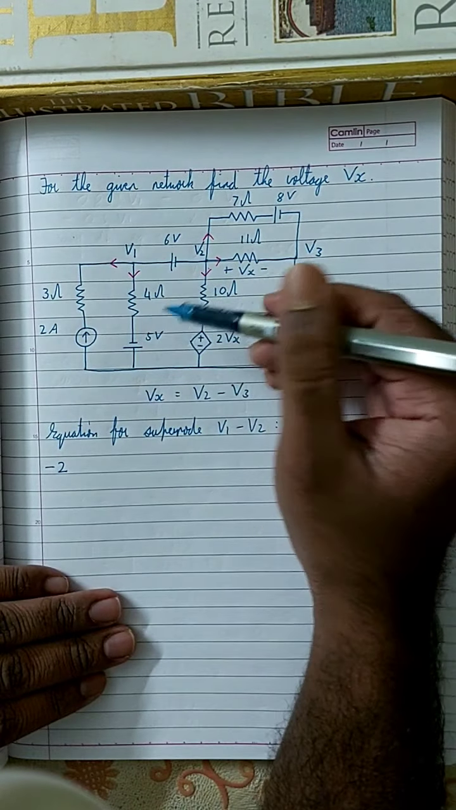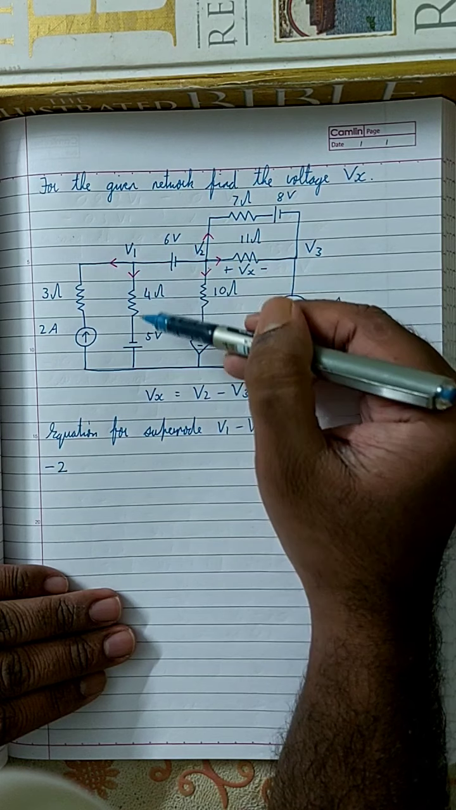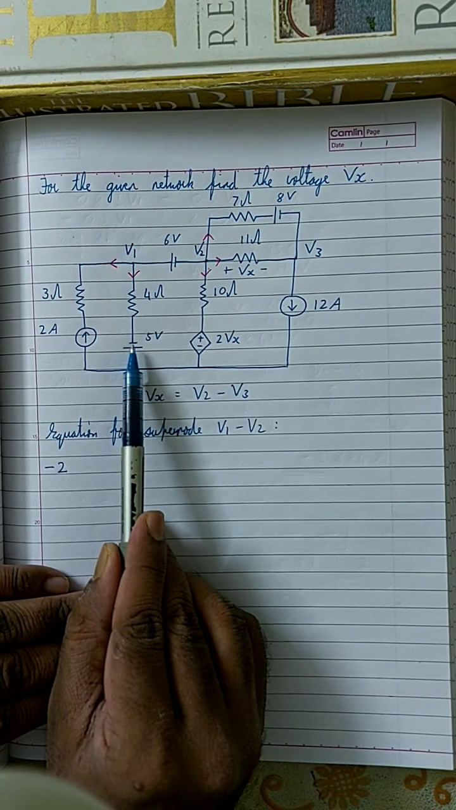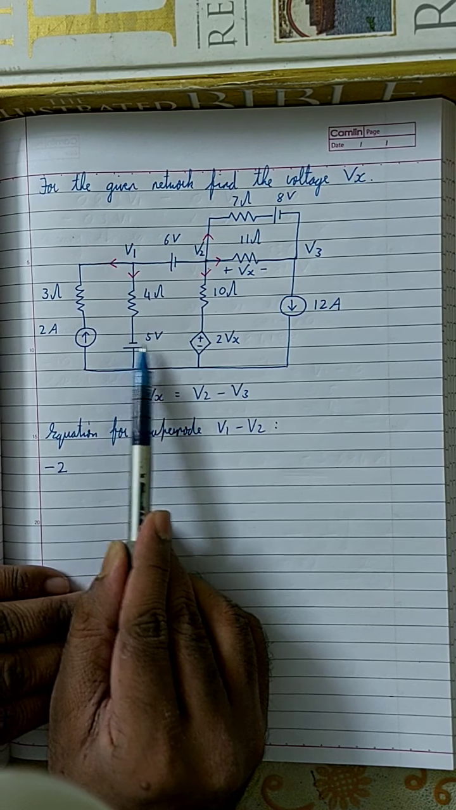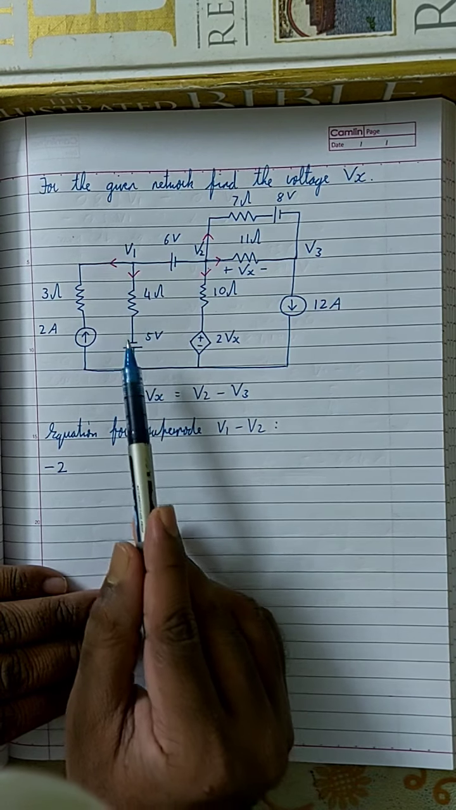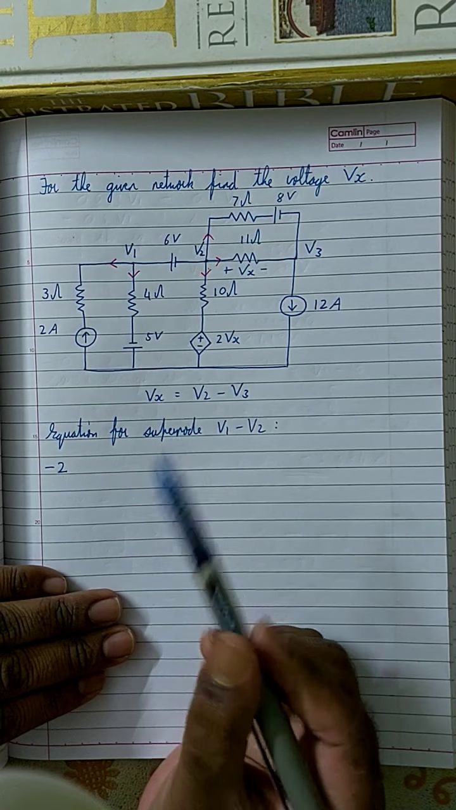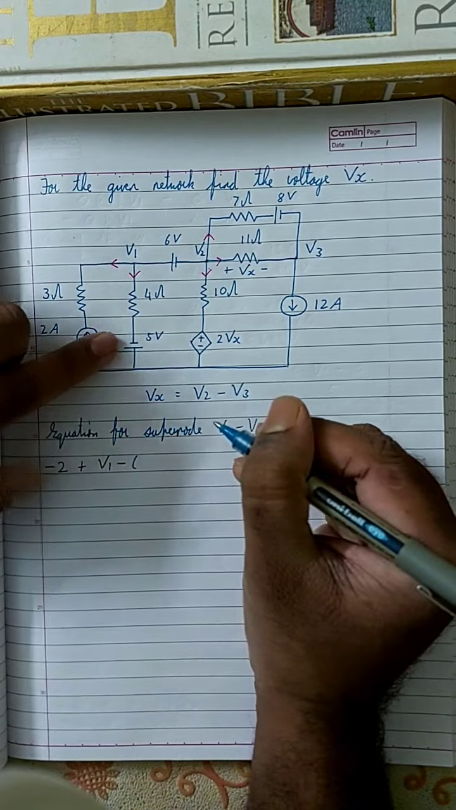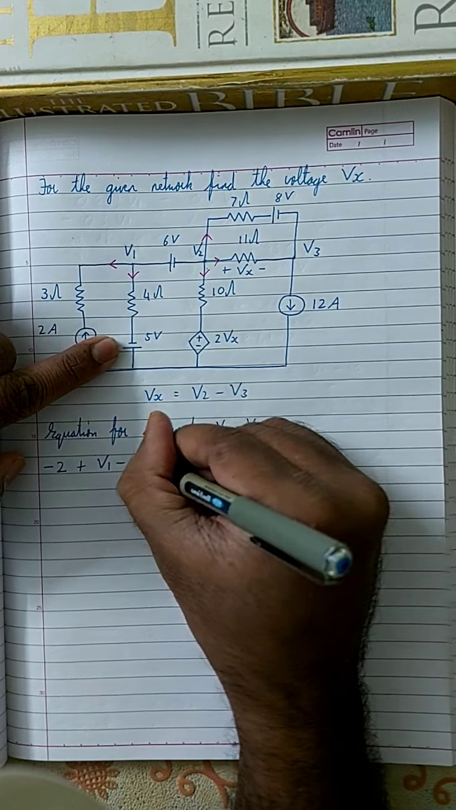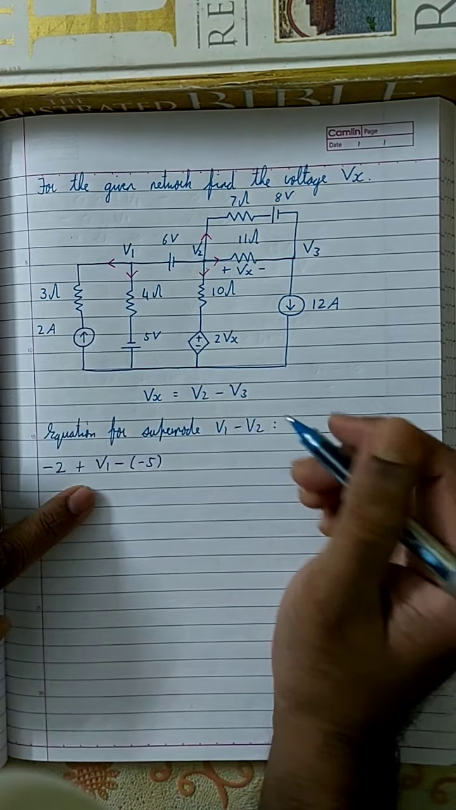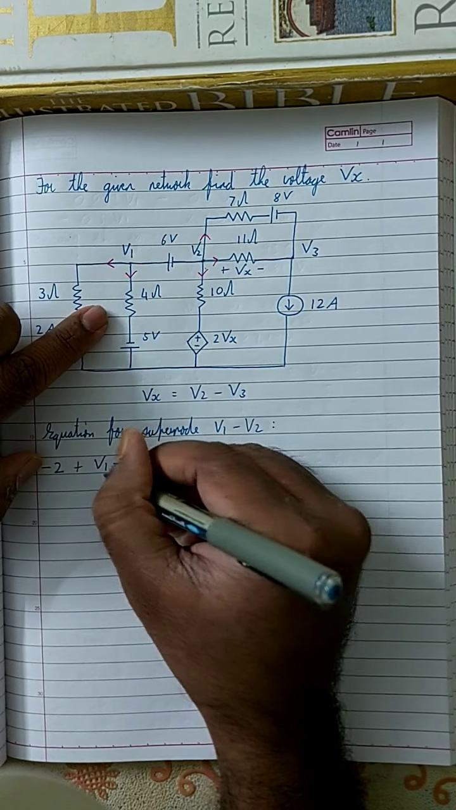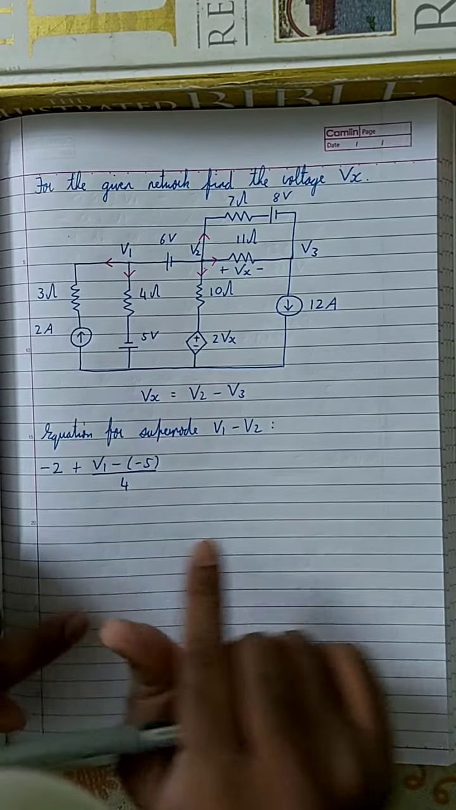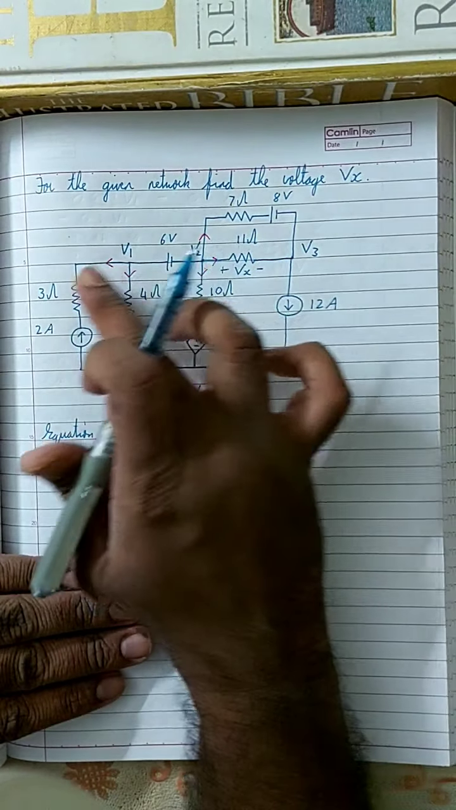What about the current through this branch? It is V1 minus, what is this? This resistor is connected to the negative terminal of the battery. So it is V1 minus of minus 5, so it is V1 plus 5 by 4, okay? Then what else do you have? That's it. That's what these two currents are.